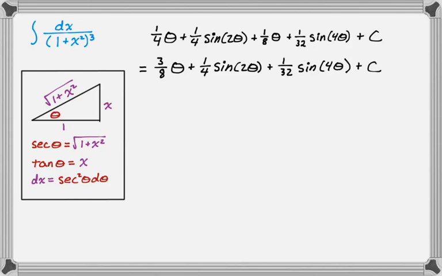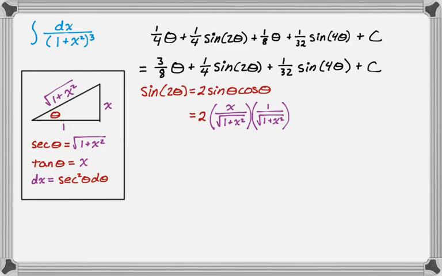Alright, so I have sine of 2 theta and I have sine of 4 theta that I need to deal with. So sine of 2 theta, I remember from pre-calc, or math analysis if you're in my school. Sine of 2 theta is 2 sine theta cosine theta. Go back to the triangle that you have, and you can see that sine of theta is opposite over hypotenuse, so that's going to be x over our radical. And then cosine of theta is adjacent over hypotenuse, so that's going to be 1 over our radical. Which means that sine of 2 theta, eventually I'm going to substitute 2x over 1 plus x squared.